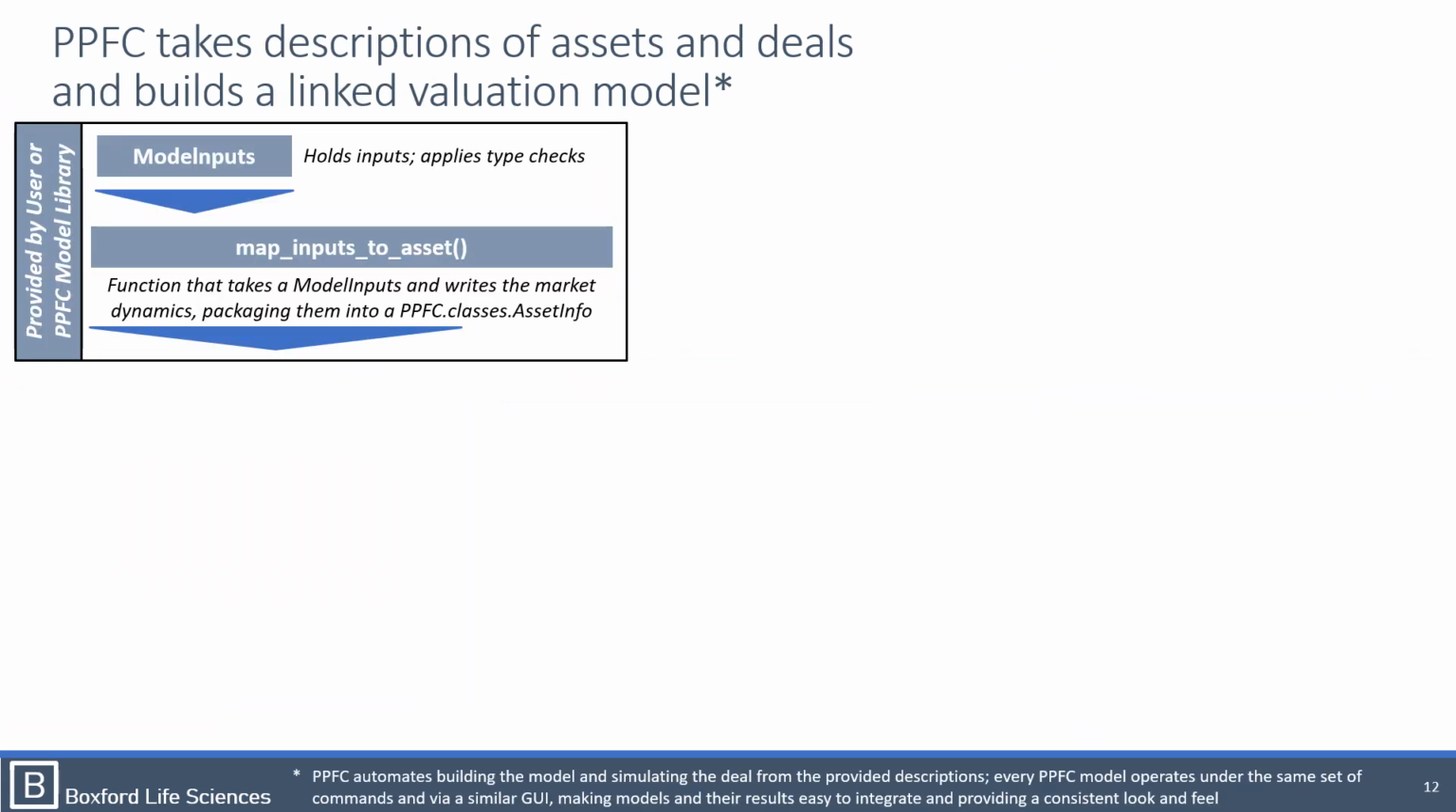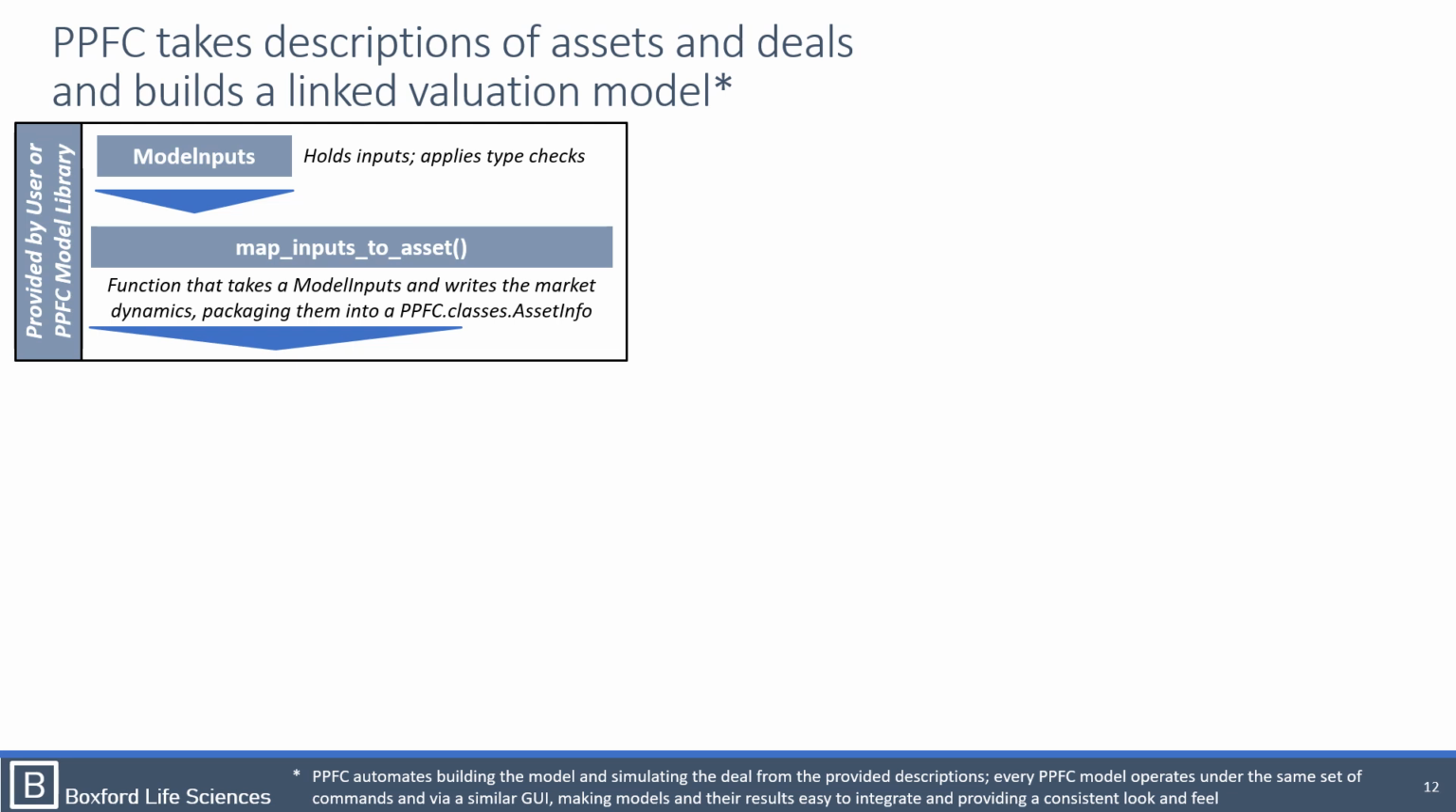So in PPFC, where you end up saving a lot of the time is all you need to do is provide this description of the market dynamics. Again, that's going to be packaged in an instance of this PPFC class called asset info. So oftentimes you provide some sort of set of model inputs, use functionality to do type checks, make sure that when it's a product share, it has to be a number between 0 and 100%. And then we map those model inputs to the full set of market dynamics using templates, using specifications, either built-in ones or templates that we define ourselves.